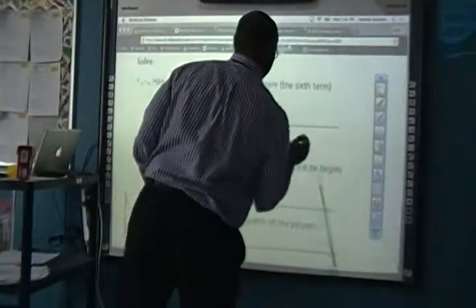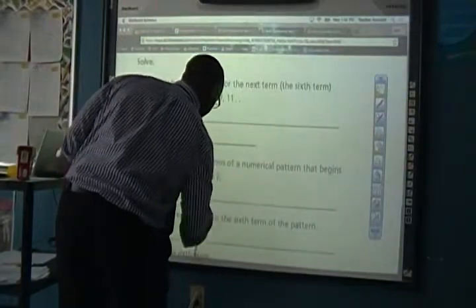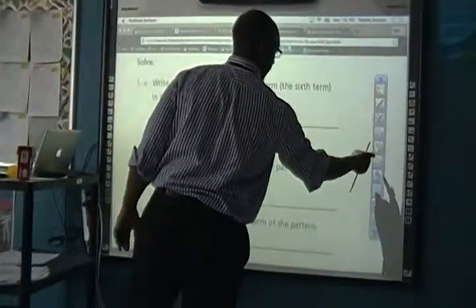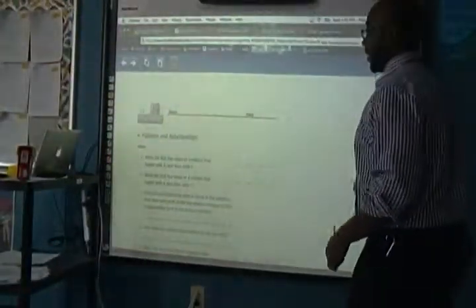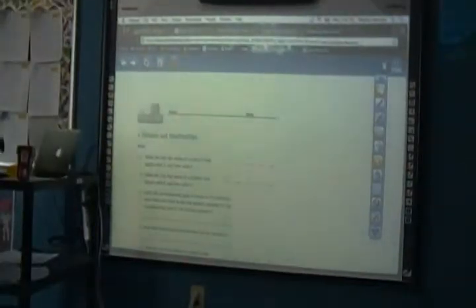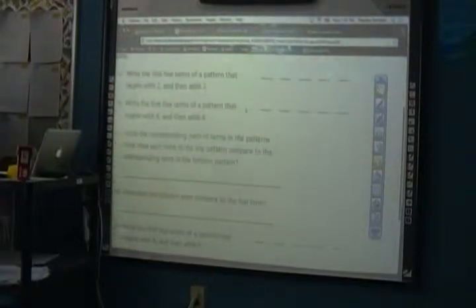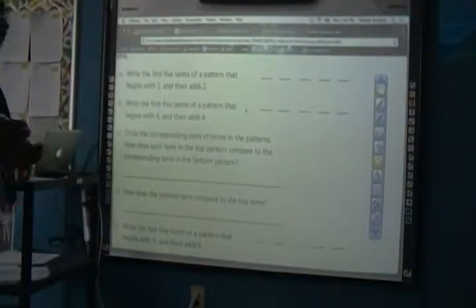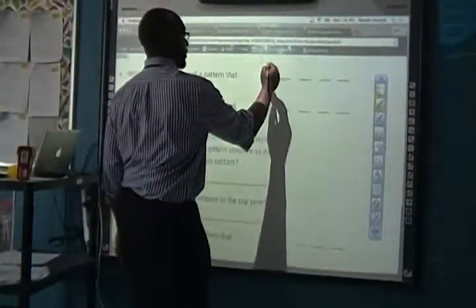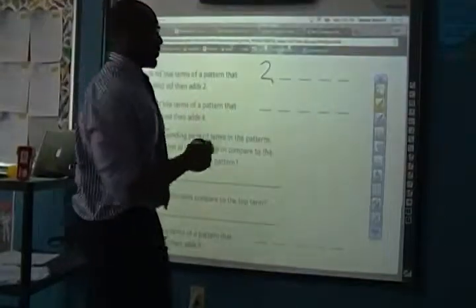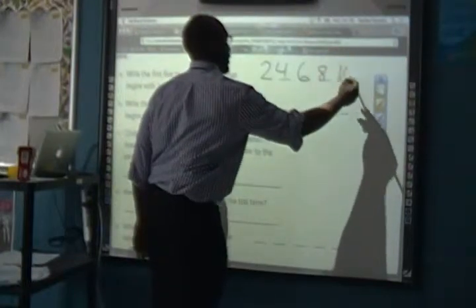Okay? Going on to the next part that you'll see on tonight's homework. I'm going to erase this really quickly. You'll also see them talking about number patterns, and I'm going to blow this up. If you look at number 4 here, and you'll see this on tonight's homework too, it says to write the first 5 terms of a pattern that begins with 2 and then adds 2. Well, if it begins with 2, we know our first term is going to be 2, and then it adds 2 each time. So 2 plus 2 gives you 4, then you go to 6, 8, and 10.